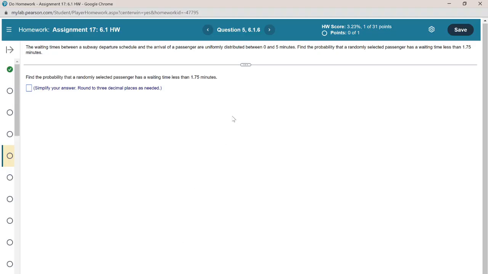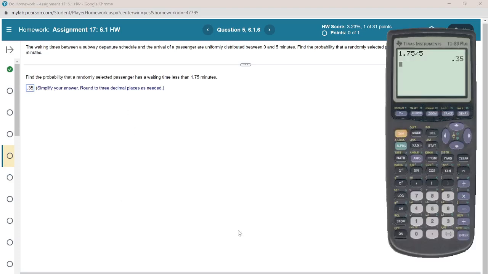So let's go here and answer the question. Find the probability that a randomly selected passenger has a waiting time less than 1.75. It is 0.35. Round to 3 decimal places. What did I find here?